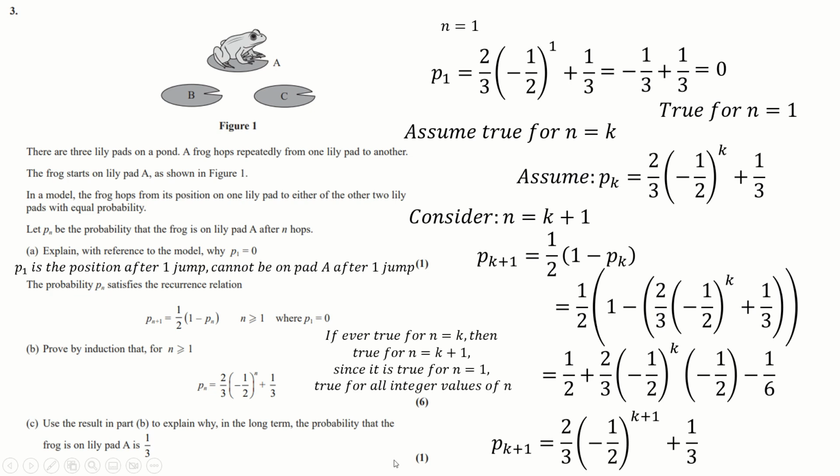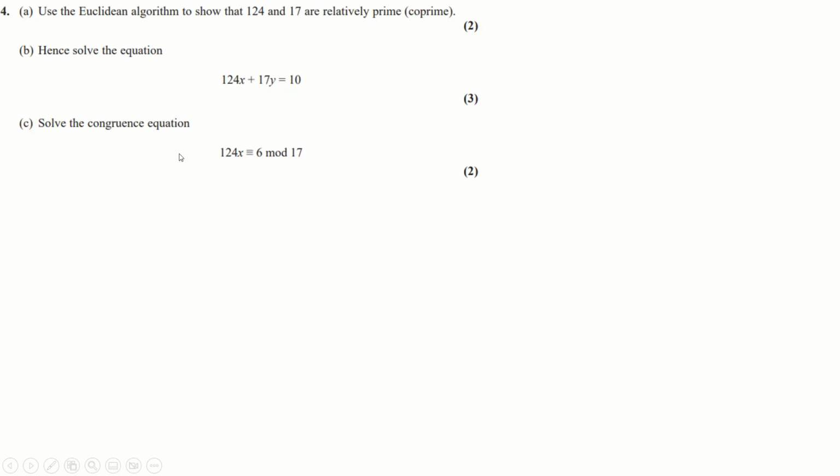I think that's good. Use the result in part B to explain why in the long term the probability the frog is on pad A is a third. Well, as n gets really, really big, minus a half to the power n gets really, really small, and p to the n essentially just becomes a third. So that's about that.